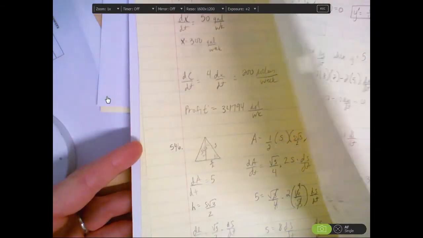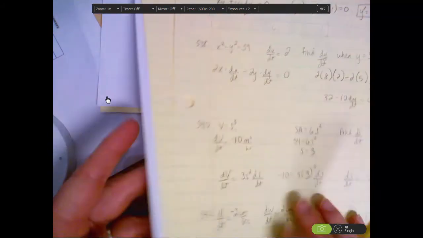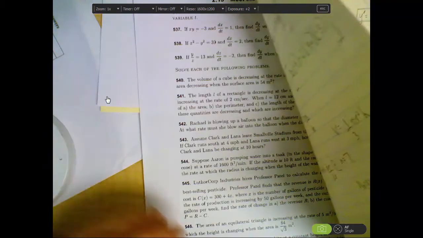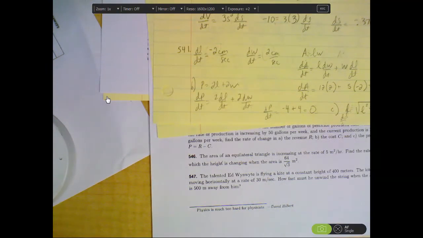All right, which one should we do next? I would like to do all of these, but maybe you could do some of them on your own. We could just go over them in class. Let's look at 546. The area of an equilateral triangle. So then you should go, oh shoot, I don't remember.